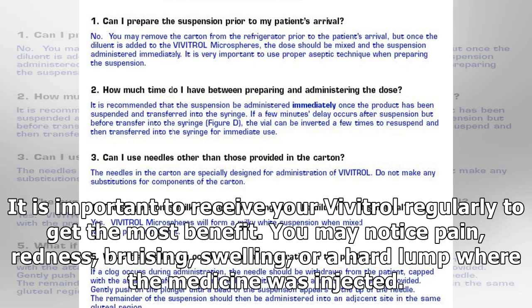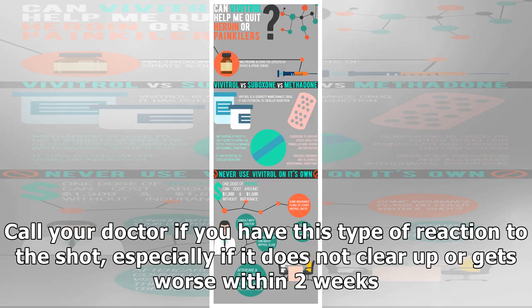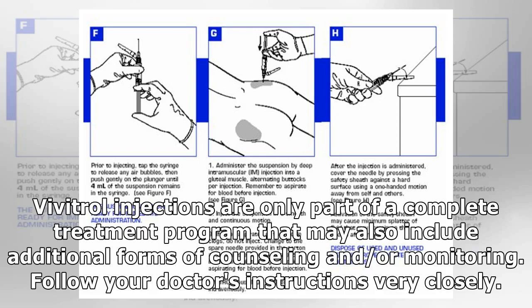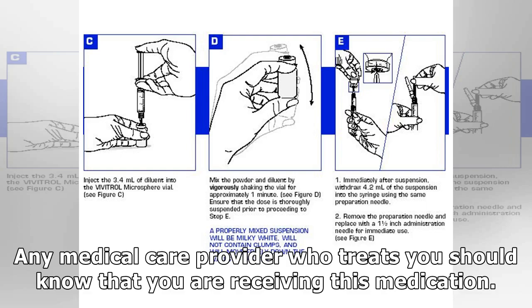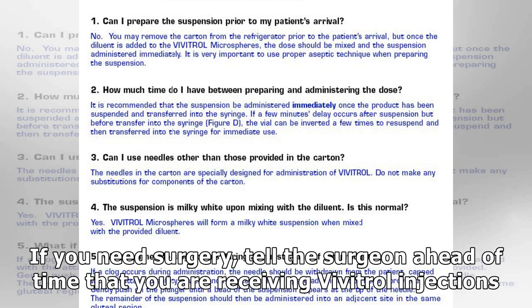You may notice pain, redness, bruising, swelling, or a hard lump where the medicine was injected. Call your doctor if you have this type of reaction to the shot, especially if it does not clear up or gets worse within 2 weeks. Vivitrol injections are only part of a complete treatment program that may also include additional forms of counseling and/or monitoring. Follow your doctor's instructions very closely. Wear a medical alert tag or carry an ID card stating that you use Vivitrol. Any medical care provider who treats you should know that you are receiving this medication. If you need surgery, tell the surgeon ahead of time that you are receiving Vivitrol injections.